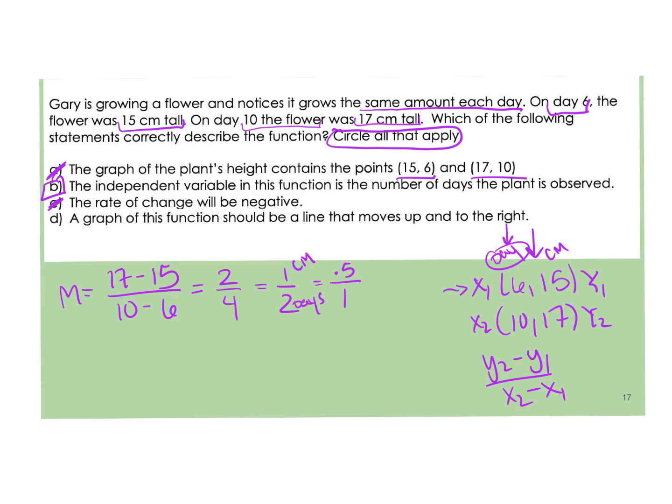It is going up and to the right if I graph it. The graph of this function should be a line that moves up and to the right. Oh, I just said that. Yes, it's positive. So the correct answers were B and D. Hopefully you were able to figure those out. Let's keep moving on.